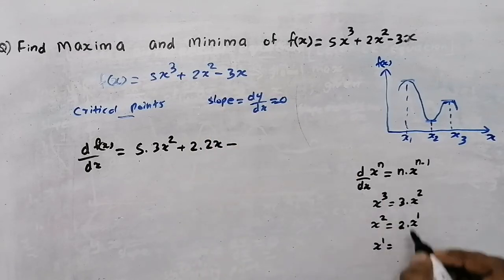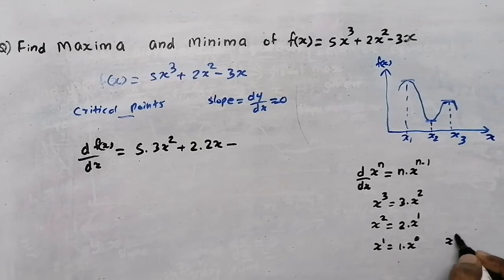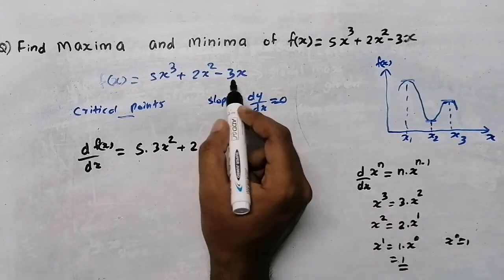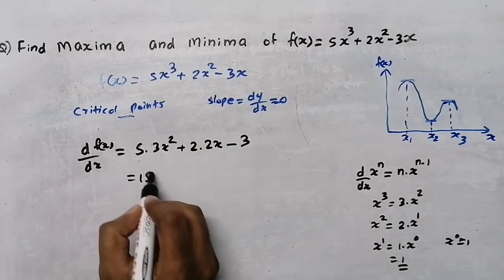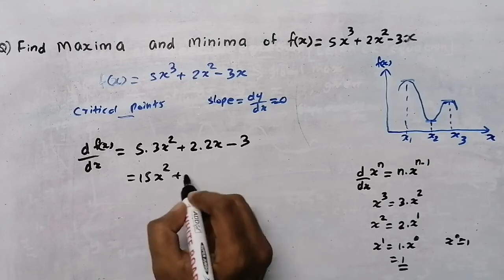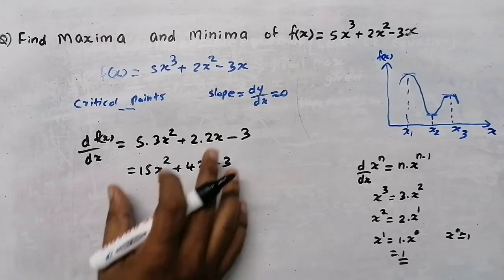Here x is x raised to 1, so instead of n it is 1. So 1 multiplied by x raised to 1 minus 1, that is 0. And x raised to 0 is 1, anything raised to 0 is 1. So we will get 1 as the answer, and 3 multiplied by 1 gives 3. Now 5 into 3 is 15x square, plus 2 into 2 is 4x, minus 3. So the differentiation process is over.